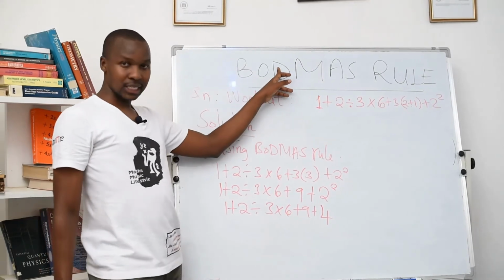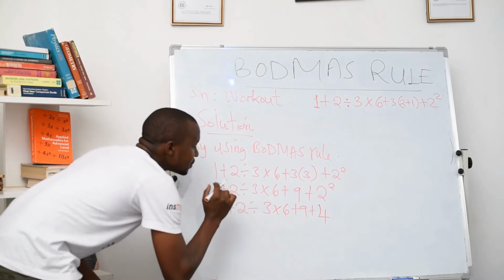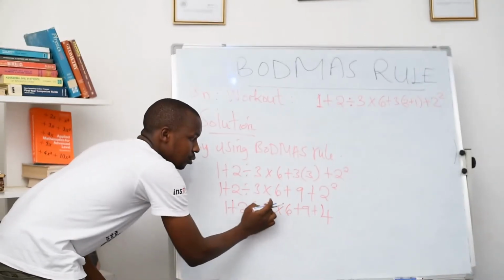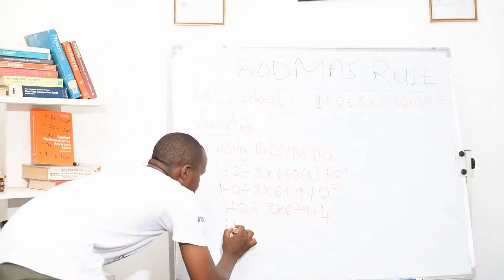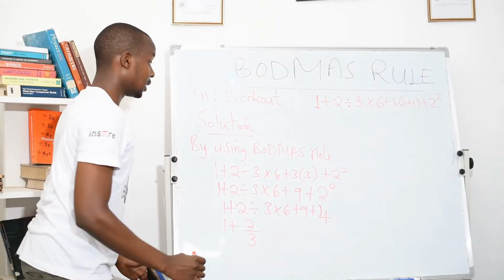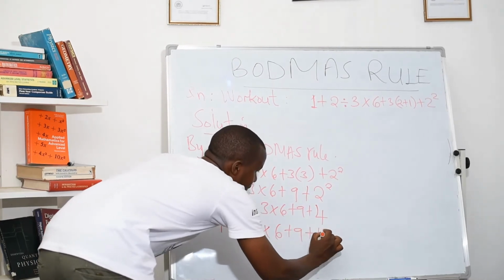We go to division. The division is here now, so you are looking at the numbers on either side of the division sign. There is 2, and here there is a 3. So we say it is 1 plus, that 2 we divide by 3. We times 6, we plus 9, we plus 4.